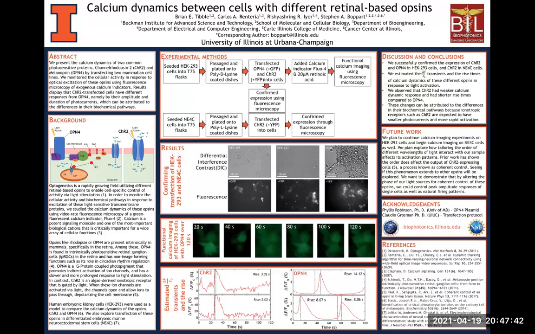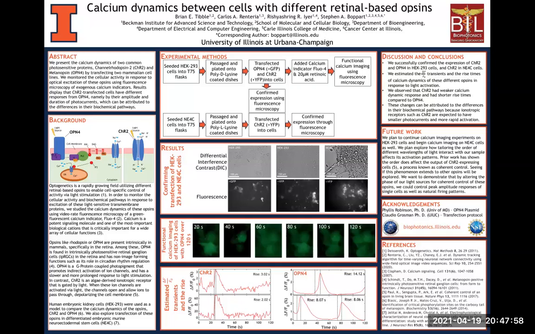These changes can be attributed to differences in their biochemical pathways because ionotropic receptors such as channelrhodopsin are expected to have smaller photocurrents and a more rapid activation compared to melanopsin, which is a G protein coupled receptor.